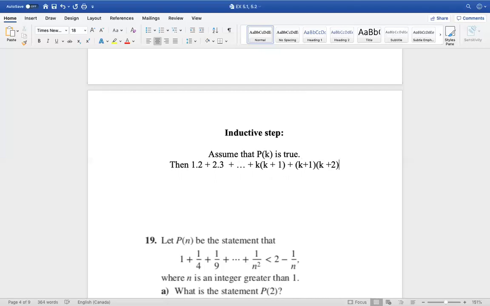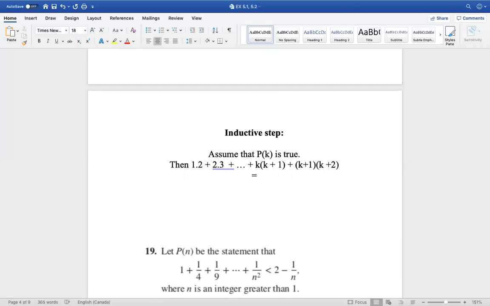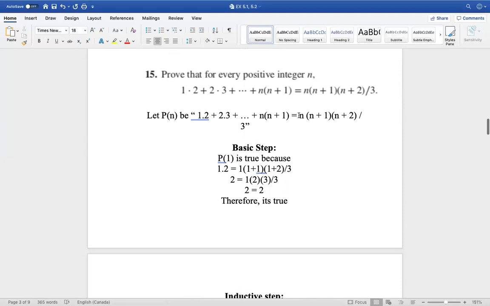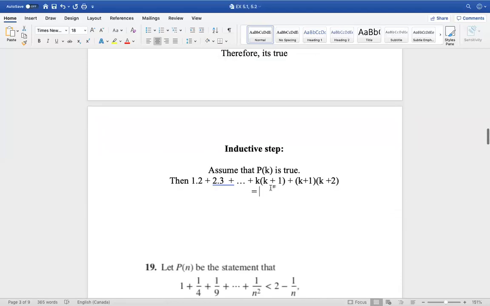This is the further step. Okay. And then we said that since we define the one step further, we add the same thing on the right hand side as well. So we have this n over n, this one here, just replace it with k plus 1, k plus 2 divided by 3.